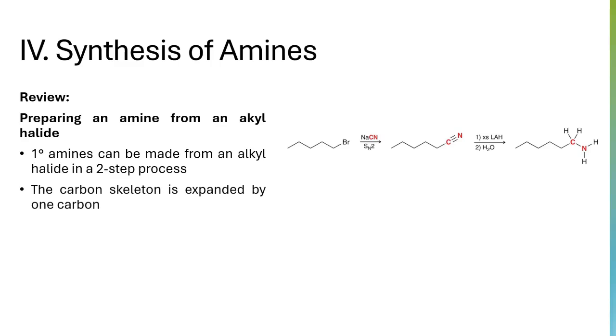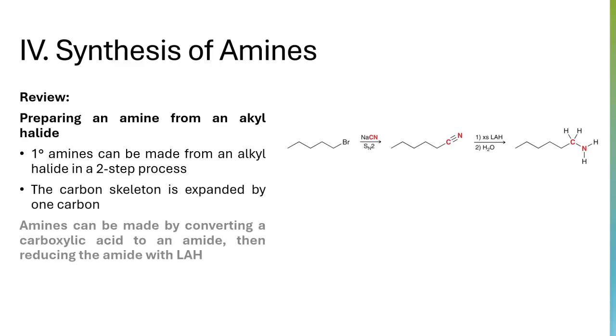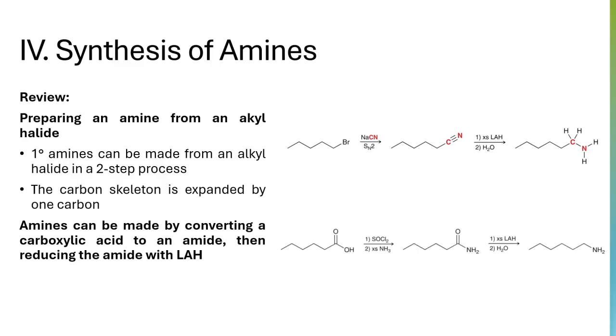Amines can be made by converting a carboxylic acid to an amide and then having the amide undergo reduction with lithium aluminum hydride. That will result in an amine. The carbon skeleton with this set of conditions remains unchanged.